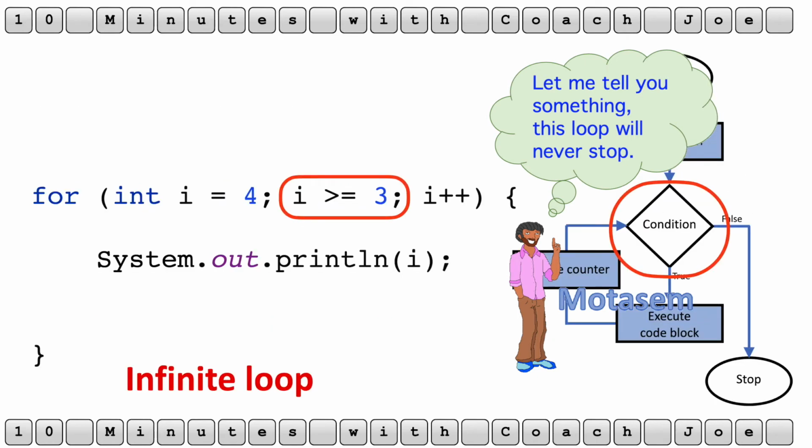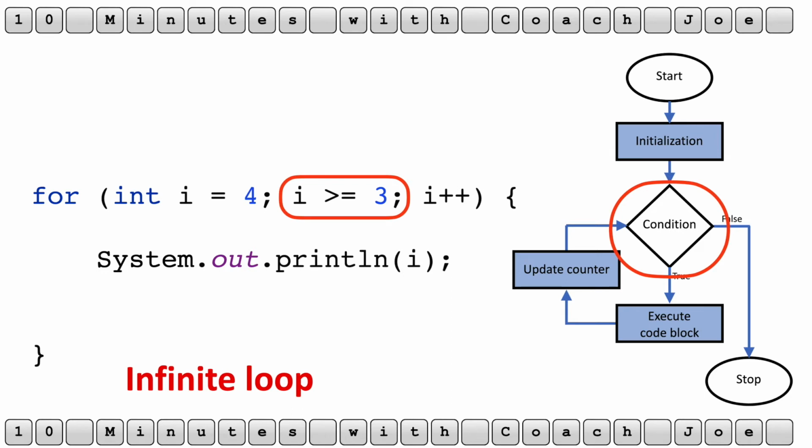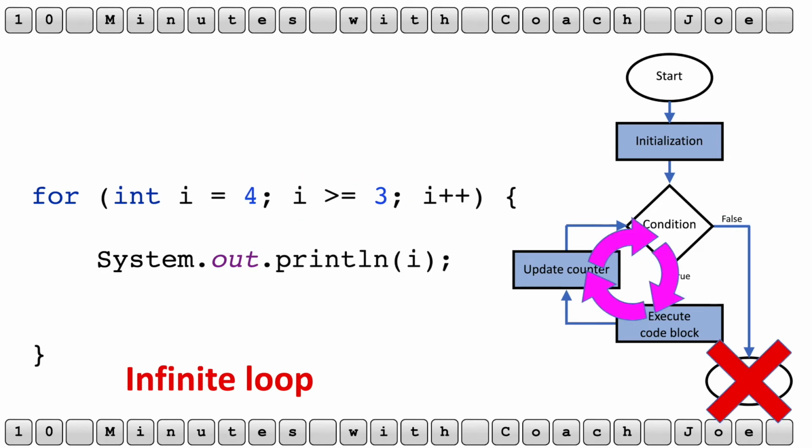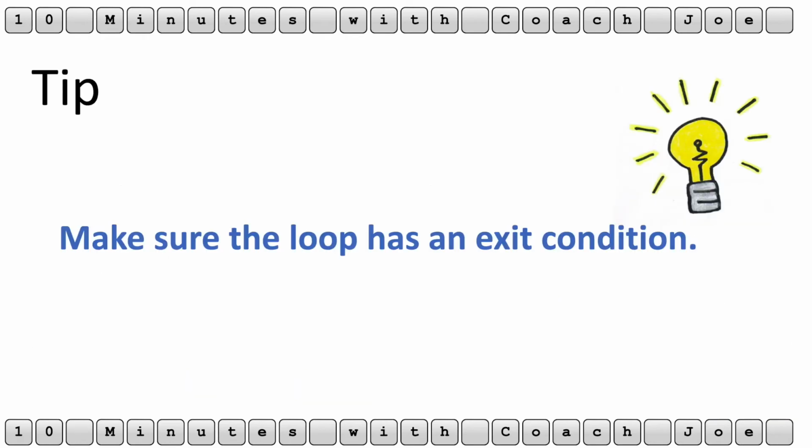The condition I greater than or equal to 3 will always be true. The loop has no way of producing a false condition and therefore will run forever. Use caution when creating loops. Make sure there is a way for the loop to exit.